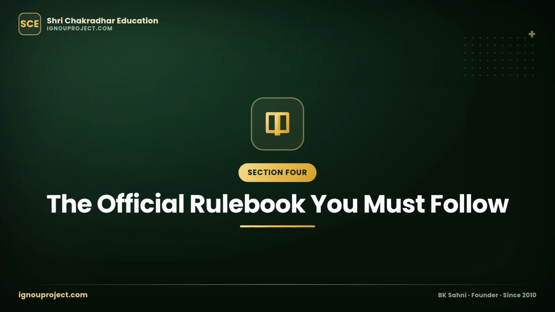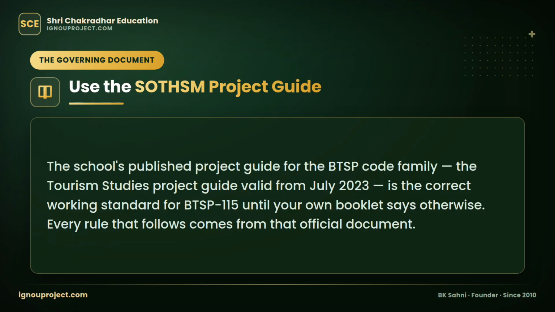Now, which rulebook governs your work while the BTSP-115 booklet is unavailable? The school publishes a project guide for the BTSP code family, the Tourism Studies Project Guide valid from July 2023. Because it comes from the same school, the same code family, and the same academic level, it is the correct working standard for BTSP-115, until your own booklet says otherwise. Every rule in the next few slides comes from that official document, not from a coaching website.